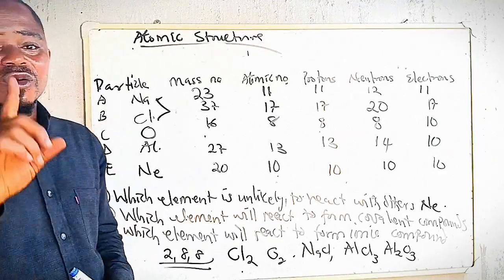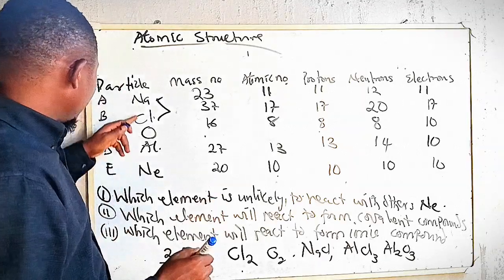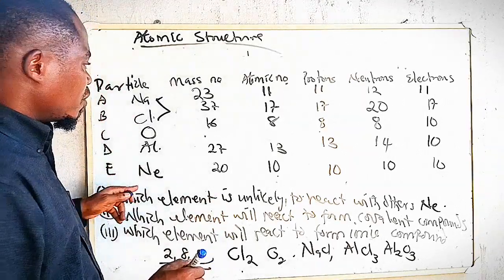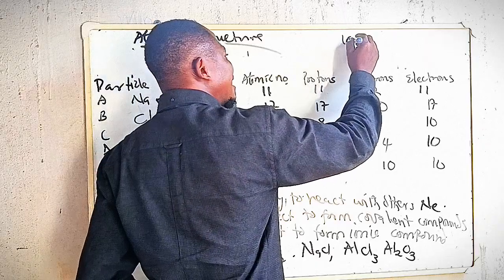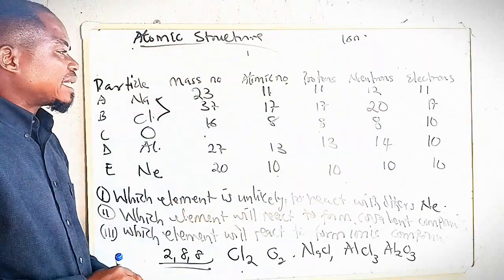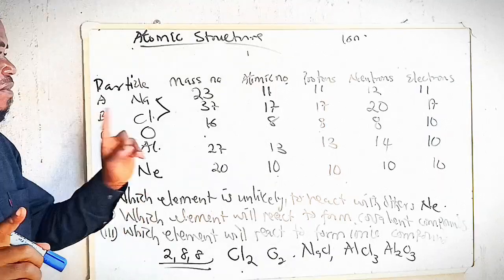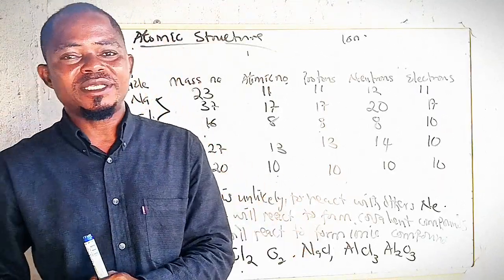Now I'm going to ask you a question that I expect the answer to in the comment section. Which of these elements, or which of these particles from the configuration on the board, is an ion? Which of them is an ion? Be it a cation or anion, which one is an ion? I'll be mentioning it on the board. Please leave the answer in the comment section.